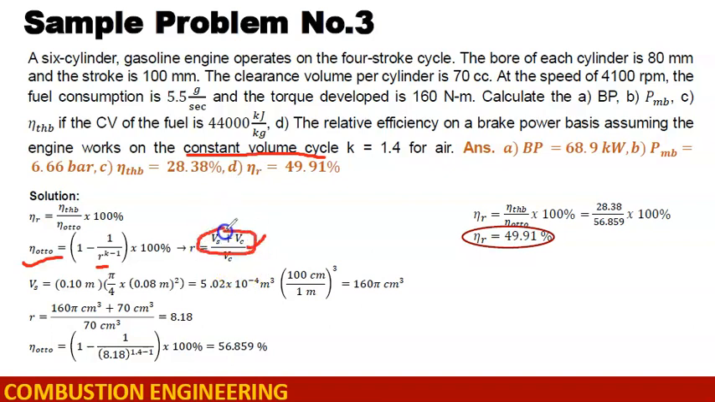Compression ratio r can be calculated through the ratio of the total volume to the clearance volume. Total volume is the swept volume plus the clearance volume. Clearance volume is already given, so we need to solve for the swept volume. The swept volume is simply the volume of the cylinder, which is pi r squared times length, or pi over 4 d squared times length. So substituting, we can solve for the swept volume, and then putting all the values into our formula for r, we get r as 8.18. So the Otto cycle efficiency is 56.859. K is 1.4 as given. So finally, our relative efficiency, substituting to our formula, is 49.91%.